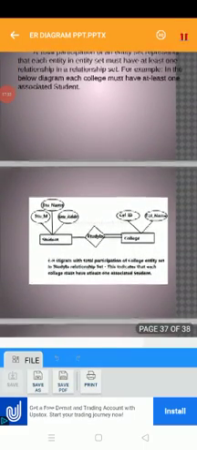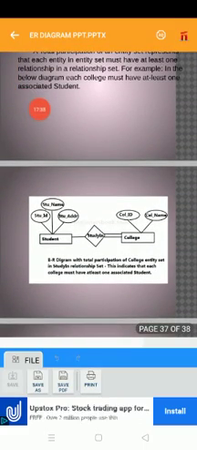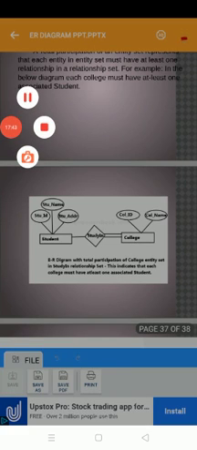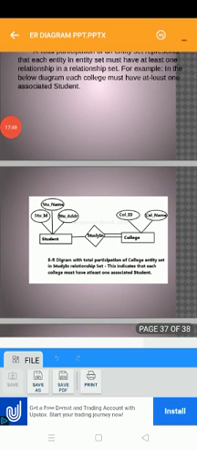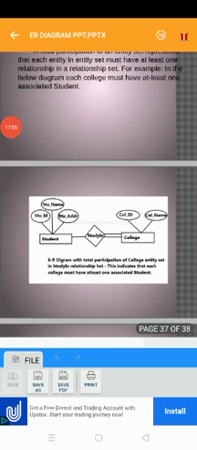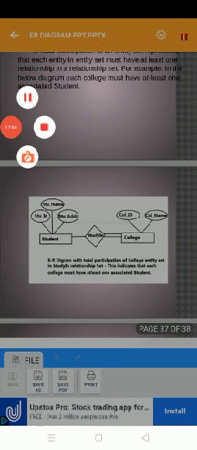See this diagram. There is a student and college. Studying is a relationship. In the ER diagram, there is total participation of the college entity set in the studying relationship set. This indicates that each college must have at least one associated student.